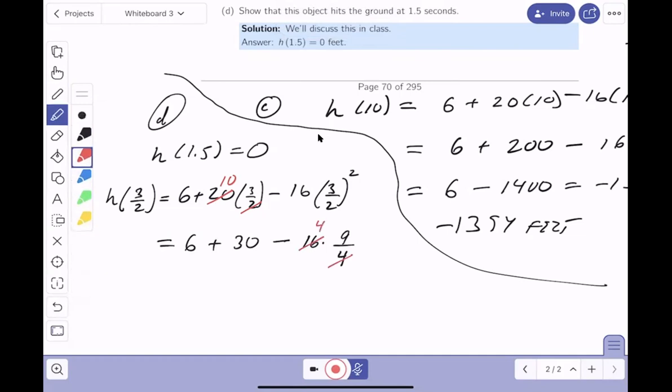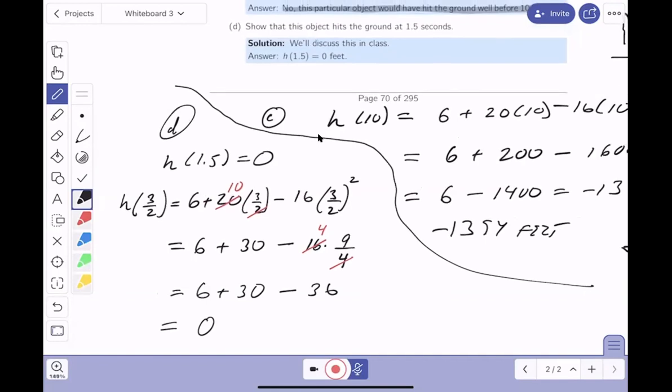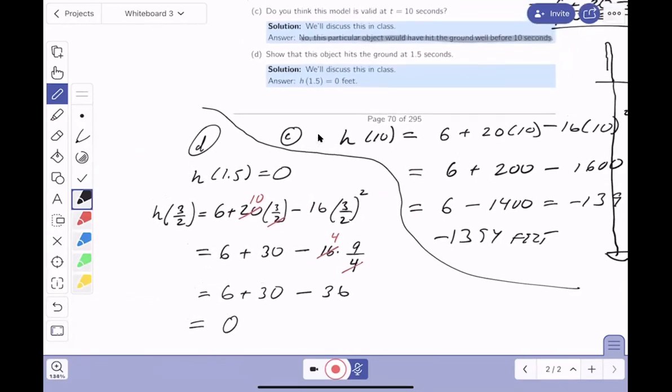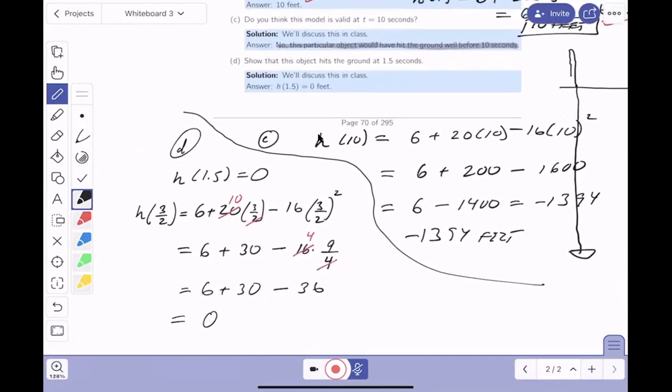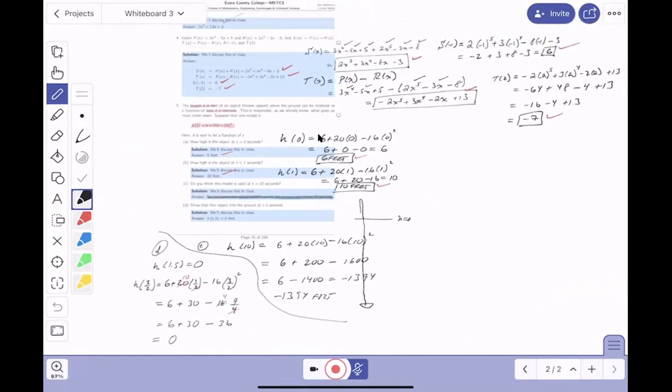Let's keep moving. So what do you get over here? 6 plus 30 minus, well, what's 4 times 9? 36. Well, 6 plus 30 is 36, and 36 minus 36 is 0. So we showed it hit the ground. And how was that? We just showed that at 3/2, we get a 0. That's about it. There's not much else to say about that.